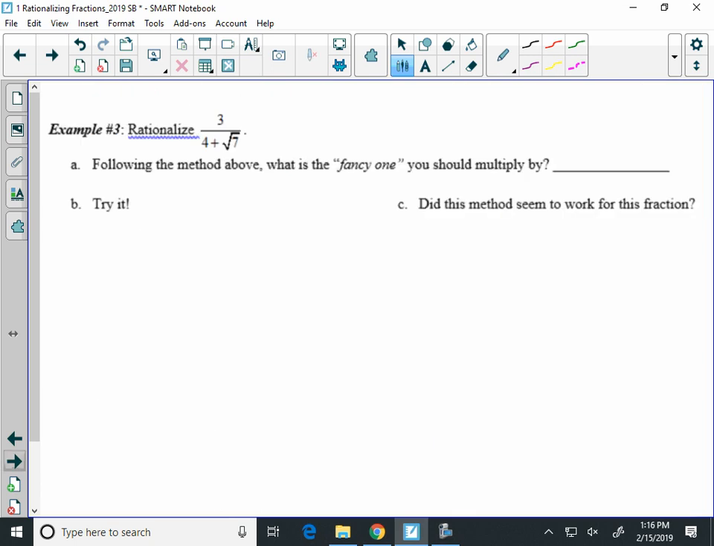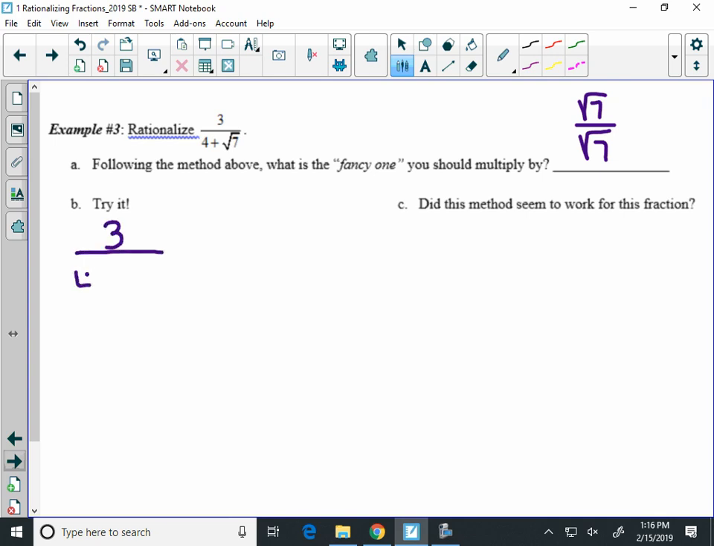What if I have 3 over 4 plus radical 7? Very bottom here. If I were to rationalize this, what fancy 1 should I multiply by? What have we been doing? What's our pattern? Radical 7 over radical 7. All right, so that's what we think we're going to work. So let's see. That looks like it's going to be yucky, but we can do it anyways.